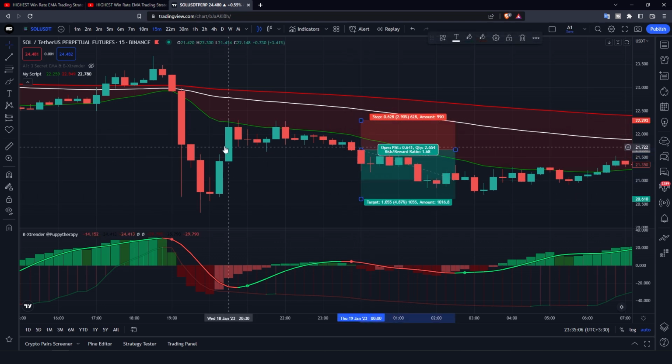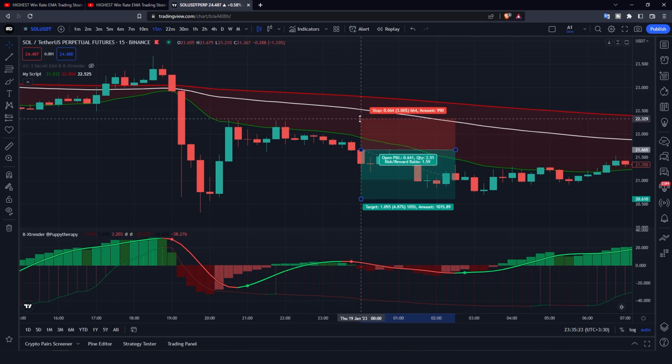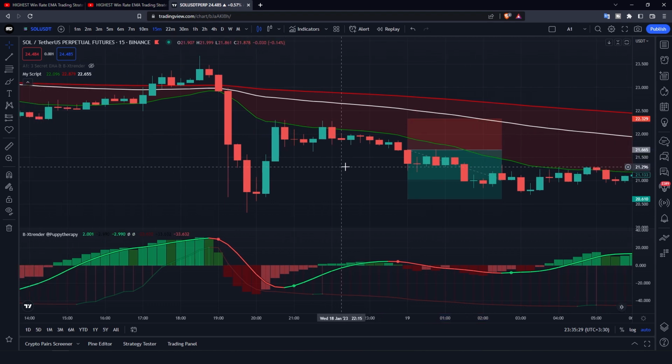Okay, as you can see on the chart, this is a red zone, and our stop should be on our last recent swing high, as I told you before.